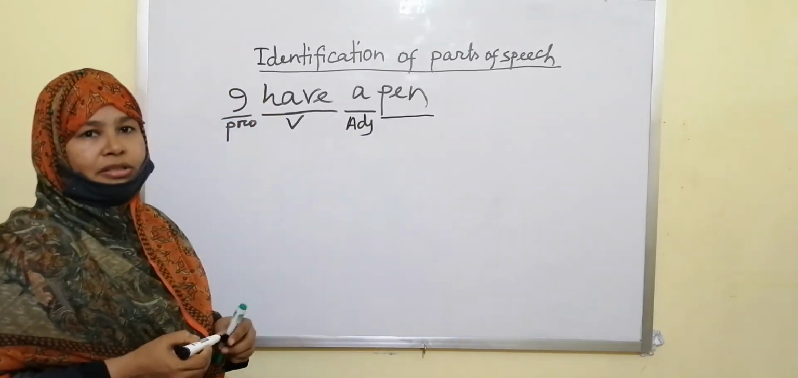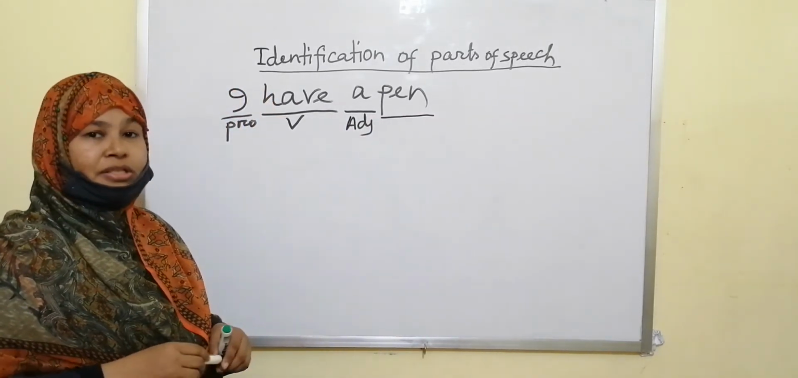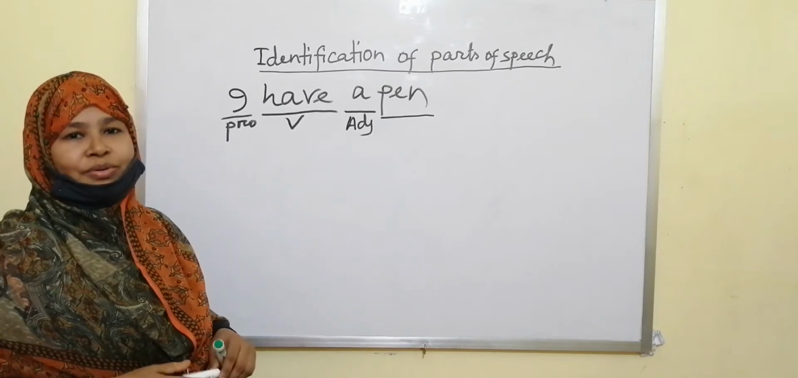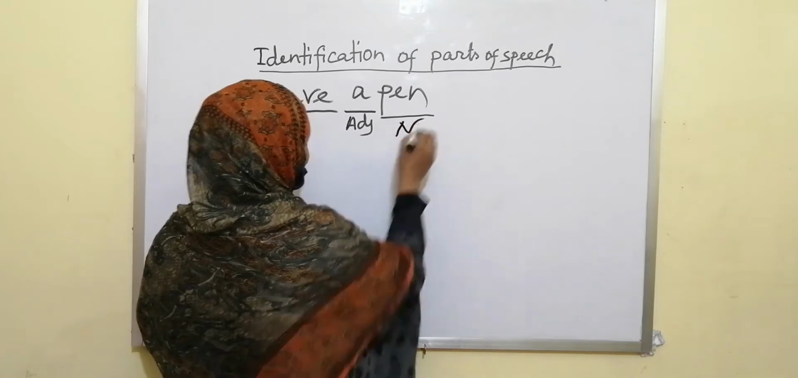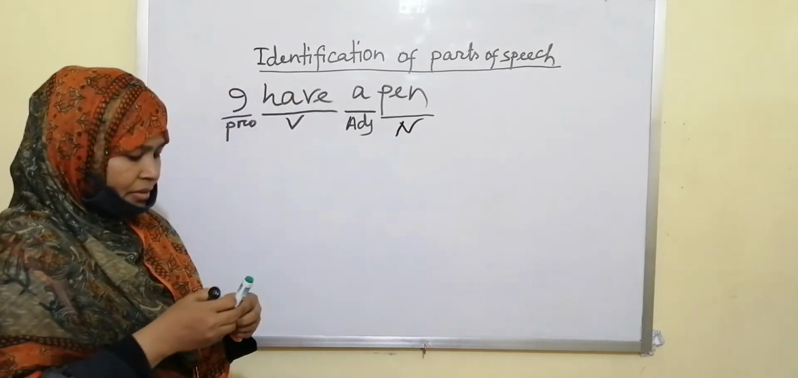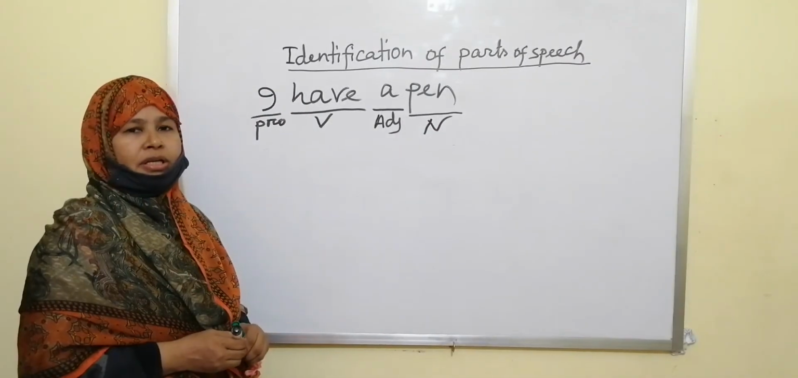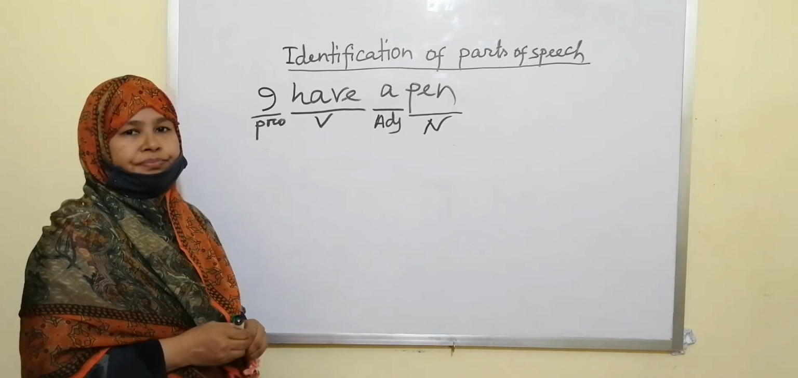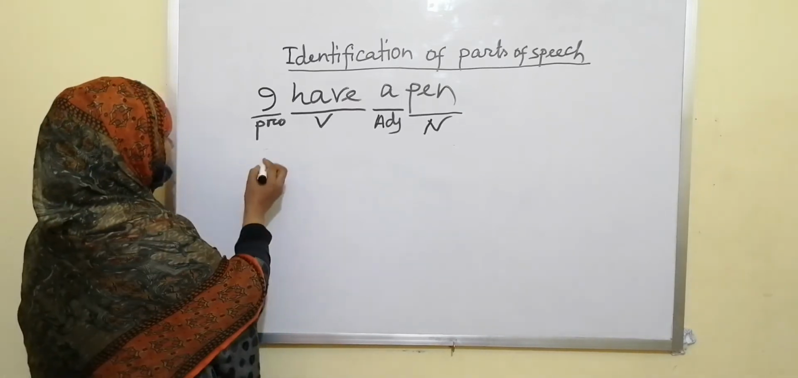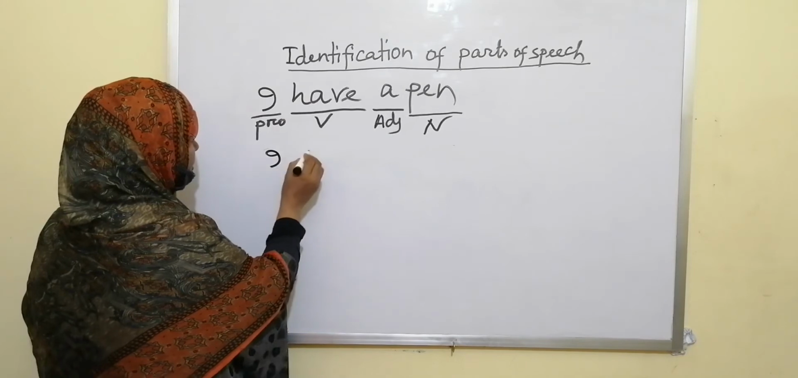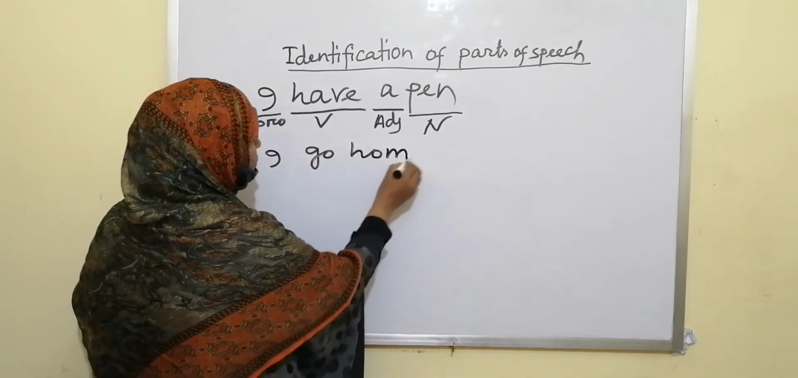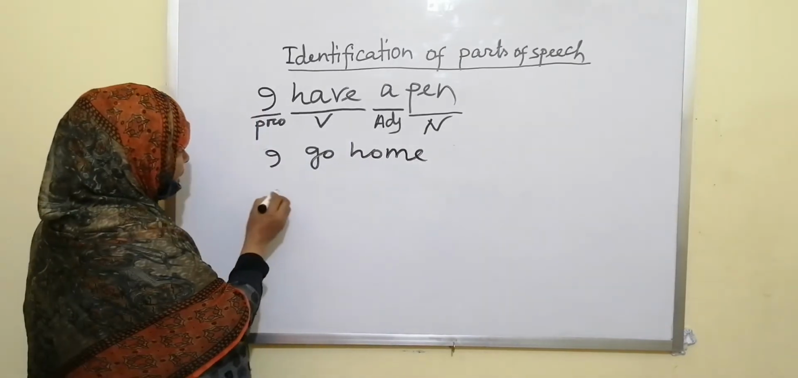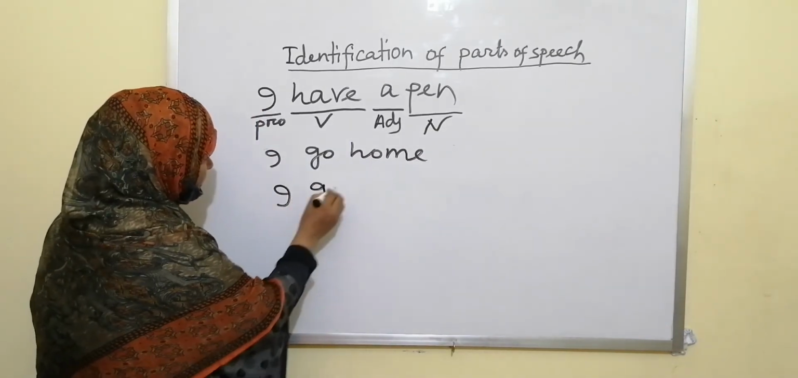Then we find a noun. Students, you know that any name is noun. So fan here is noun. Student, next I write two sentences. I go home and I go to house.